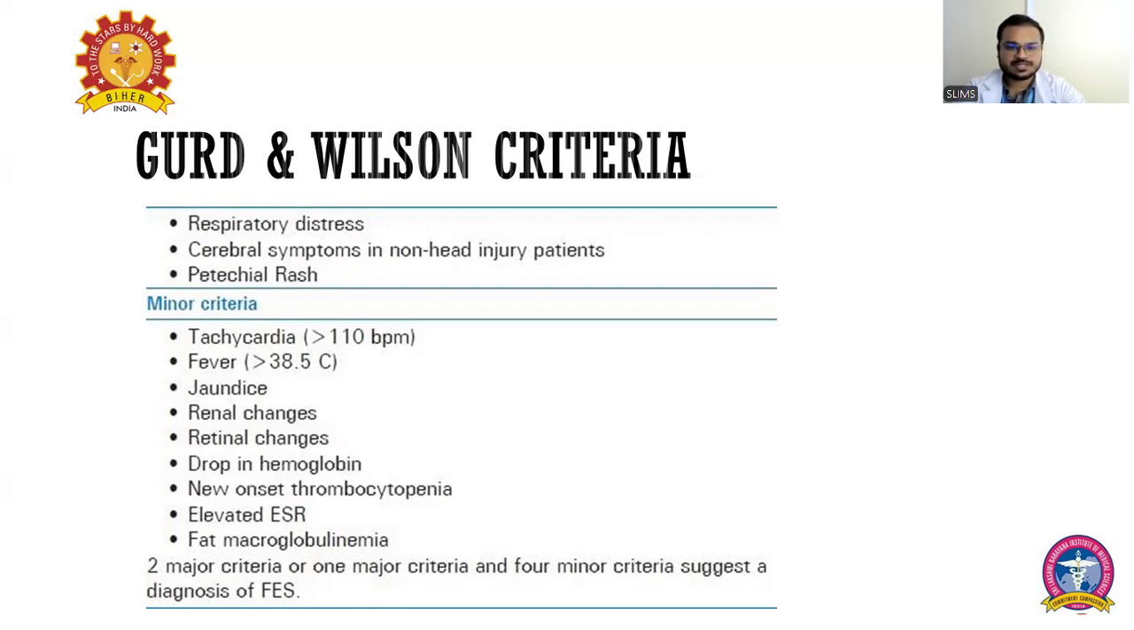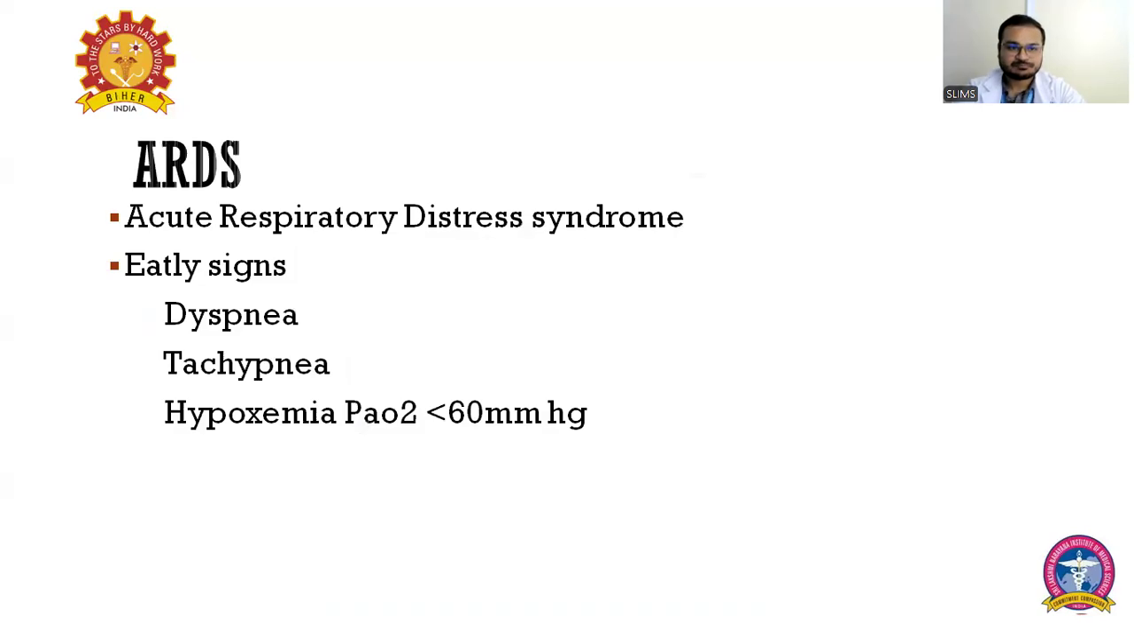So, Gurd and Wilson have told us that 2 major criteria, or 1 major criterion with 4 minor criteria, suggest that the patient is having a fat embolism syndrome and it should be treated immediately.